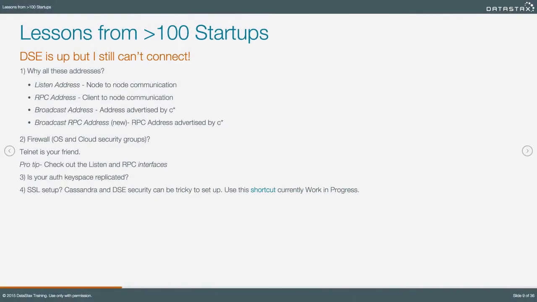Pro tip, Matt Kennedy did a ticket on Cassandra that actually created something called RPC interfaces and listen interfaces. So instead of actually specifying the IP in your YAML, you can specify an interface at the OS level, like eth0. And so that way, you can actually configure all your nodes the same way without specifying and hard coding an IP, which can be nice for orchestration. So that's a good tip.